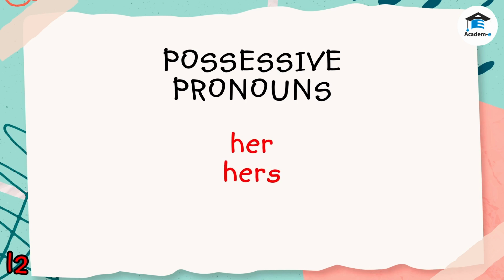Her or hers is the possessive pronouns used when the owner is a girl. Their or theirs is used when the owners are more than one. Our or ours is used when the owners are more than one, including the person speaking. Its is the possessive pronoun used when the owner is an animal.